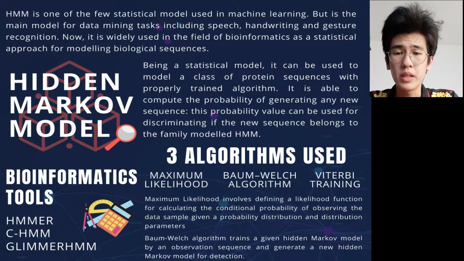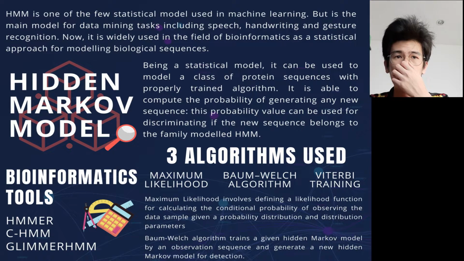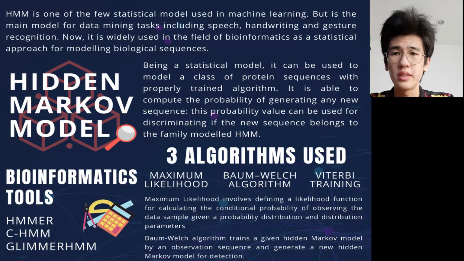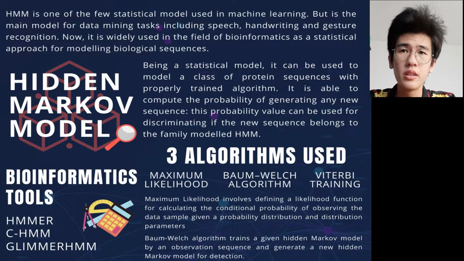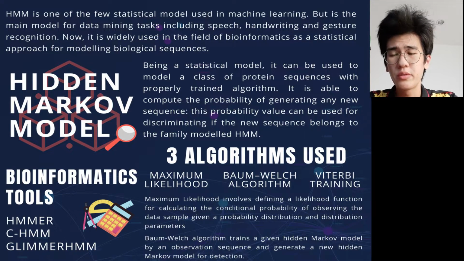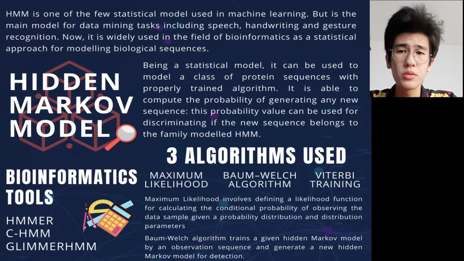Right now, as I'm taking bioinformatics, this is the statistical approach for modeling biological sequences. This is because we are able to get the probability of the outcome of biological sequences, such as the protein sequence or the DNA sequence. There are a few tools here, as you can see in the poster. First is HMMER, then CHMM, and dimmer HMM. These are the three main tools, but you will have to install them locally onto your PC.